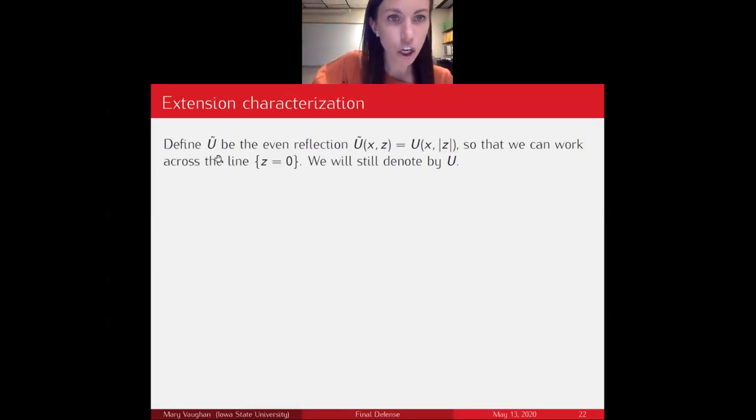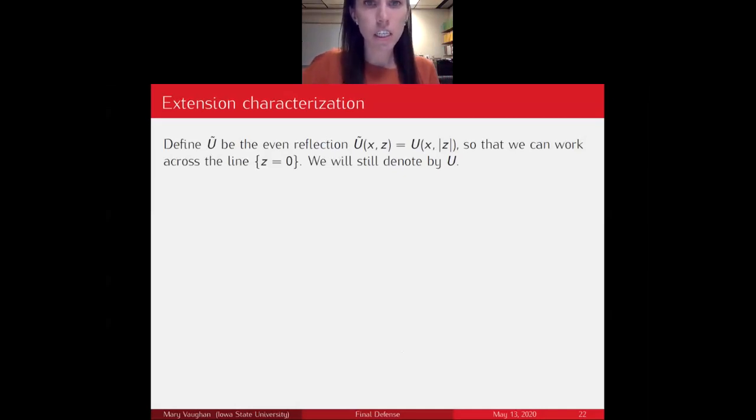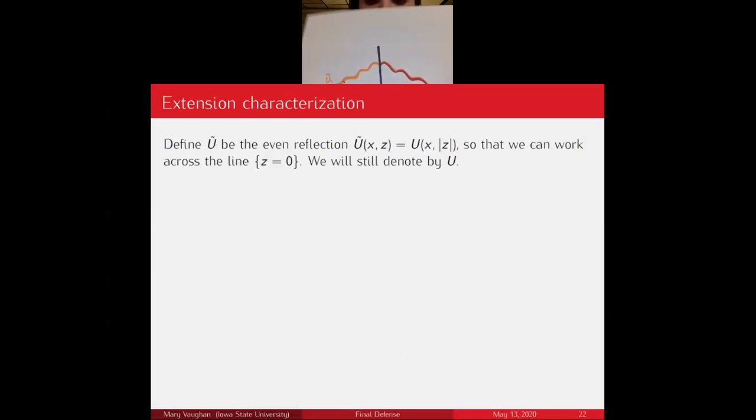Okay, so the first thing we will do is talk about what happens across z equals 0. So we will do an even reflection across z equals 0. If we have our solution for z bigger than 0, this part here, then we define the even reflection by just reflecting across z equals 0 in this way. So now we can study what happens across z equals 0.